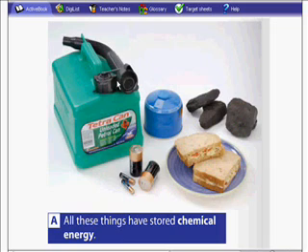Chips, bananas are food, they contain chemical energy. Batteries also contain chemical energy. They may produce electrical energy, but inside them are chemicals, so they contain chemical energy.